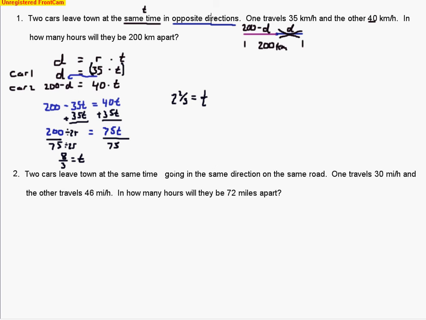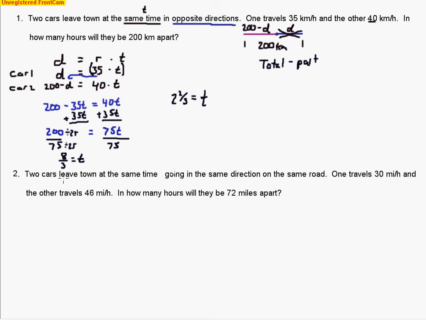So opposite directions, we are going in opposite ways, and they're going to give us the total distance apart. Whenever we're given a total, always take the total away from the part. And so it's always total minus the part. And that's the big difference here with an opposite direction and a same direction problem. So let's take a look at the next one.